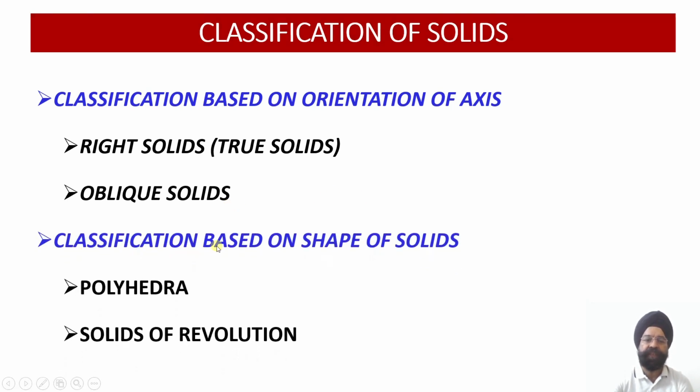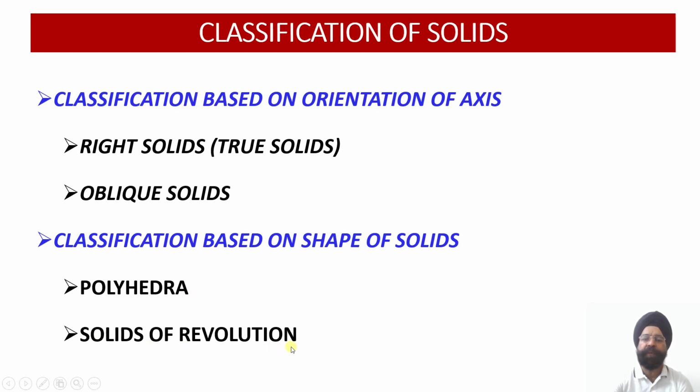Then the second classification of the solids is based upon the shapes of the solids. Based upon shape, we can classify solids into two broad categories. The first category is the polyhedra. Polyhedra are the solids which are bound by plane surfaces. So any solid which is bound by any number of plane surfaces will be called a polyhedron.